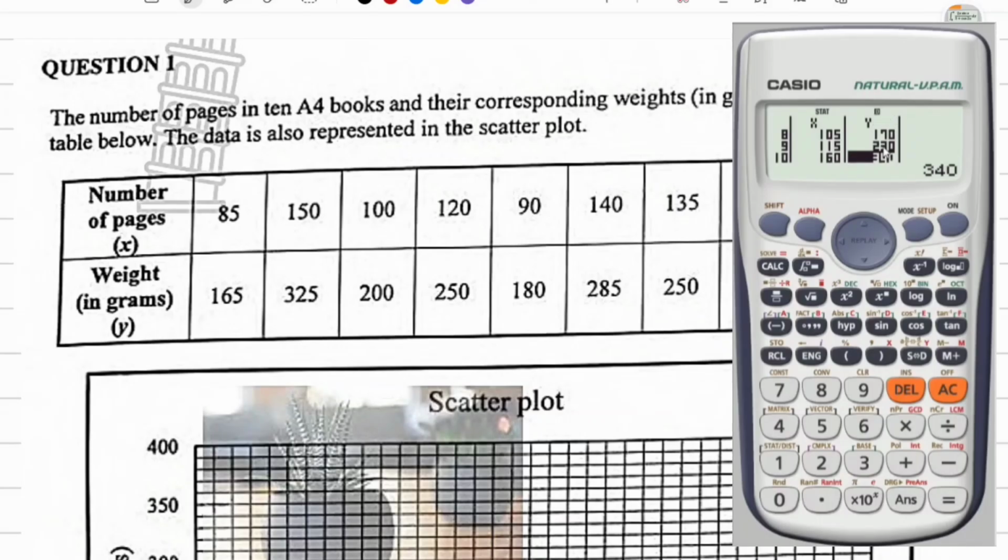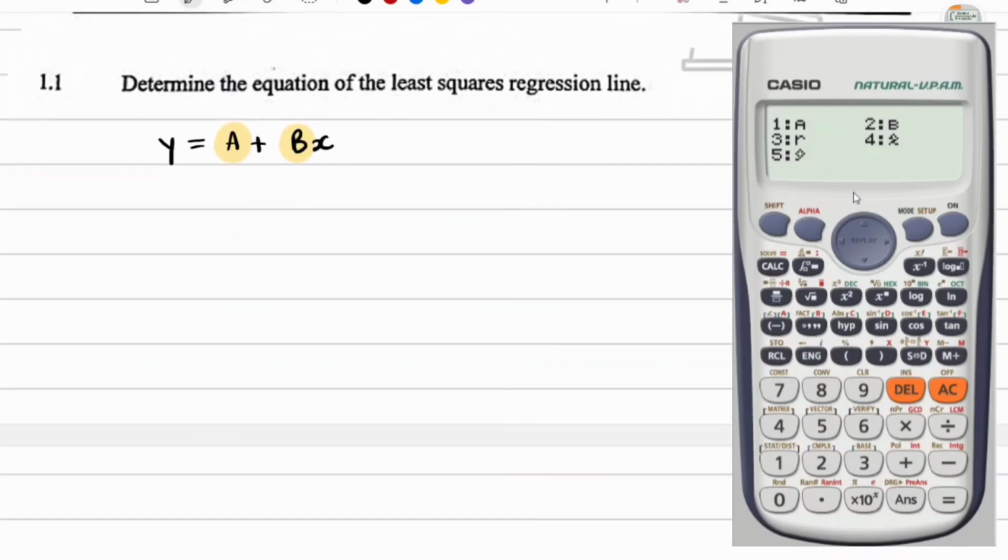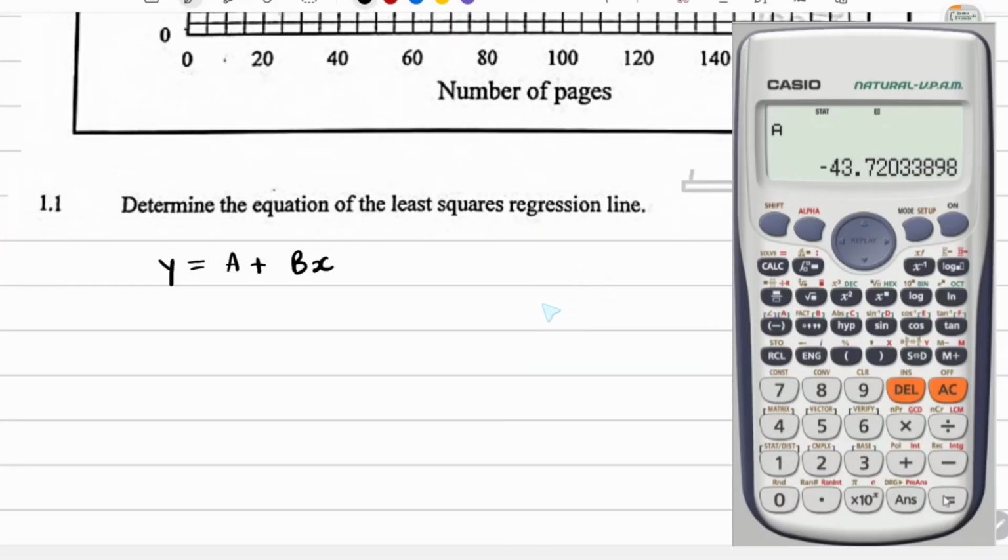After putting the values in, to record this data, you're going to press, first of all, AC, then Shift, and then 1. Now, because we are looking for the equation of the least squares regression line, you're going to go for number 5, which says REG for regression. As you can see, we have A and we have B. To find the value of A, we say 1 is equal to, and now we know our A value is negative 43.72.